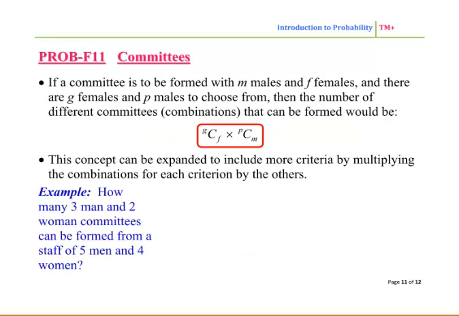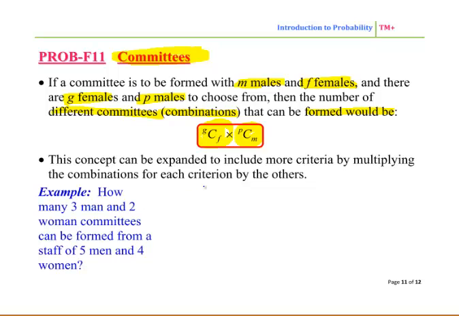Next, committees. If a committee is to be formed with M males and F females, and there are G females and P males to choose from, then the number of different committees or combinations that can be formed will be GCF times PCM. Don't get too caught up in this. Think about it. The question says how many 3 men and 2 women committees can be formed from a staff of 5 men and 4 women.